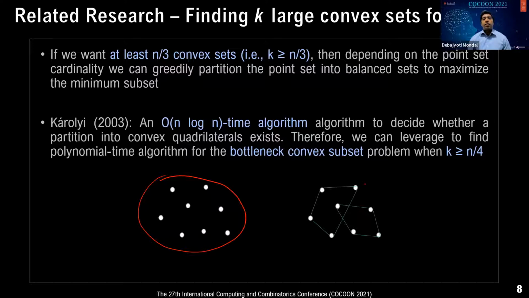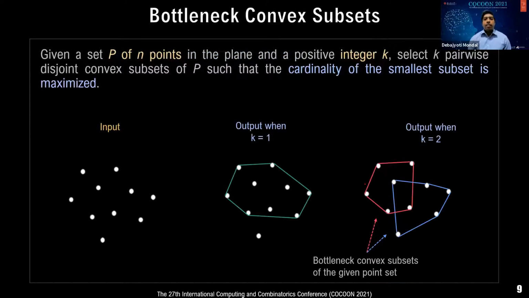but these results are kind of limited. None of them gives us a comprehensive idea of what the complexity will be when k is not large, not small, somewhere in between. Now let's take a look at the problem we are trying to solve again. We have a given set of points as input, and we want to have k convex point sets and try to maximize the cardinality of the smallest subset.